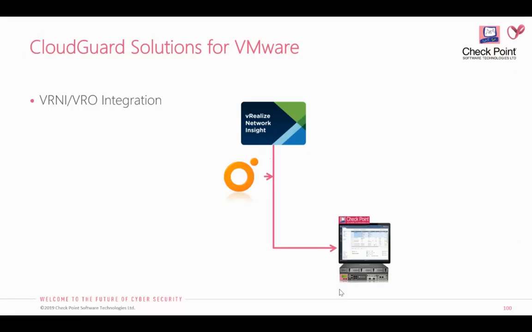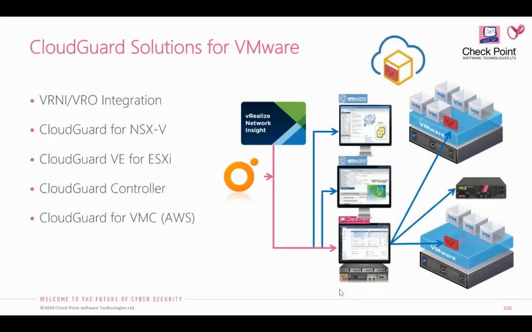Now, the CloudGuard solution for private cloud environments. These are all private cloud environments: CloudGuard for NSX-V, CloudGuard for ESXi, CloudGuard Controller, and CloudGuard for AWS. This is used for micro-segmentation, and the virtualized firewall can inspect east-west and all kinds of traffic, so lateral movement of malware can be prevented. You can isolate three-tier applications, like database and front-end applications, and inspection can be performed for east-west traffic so that we can prevent lateral movement of malware.